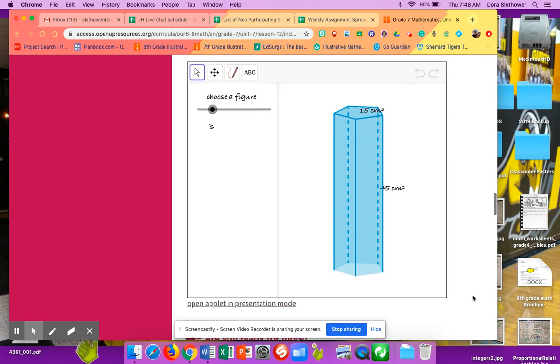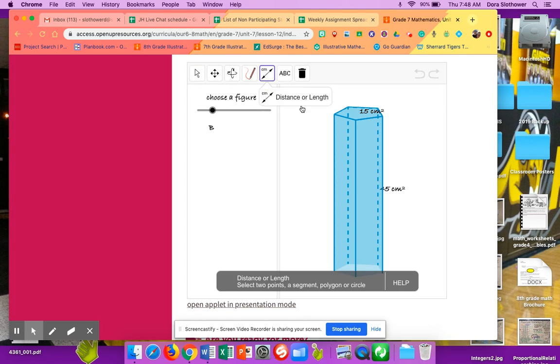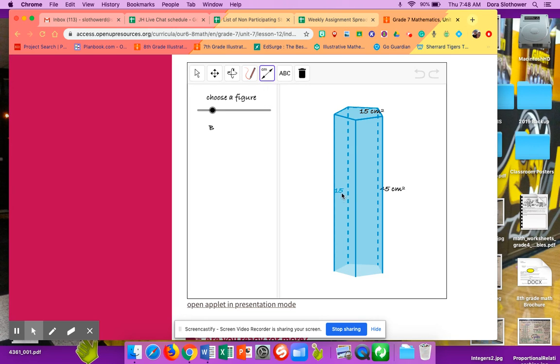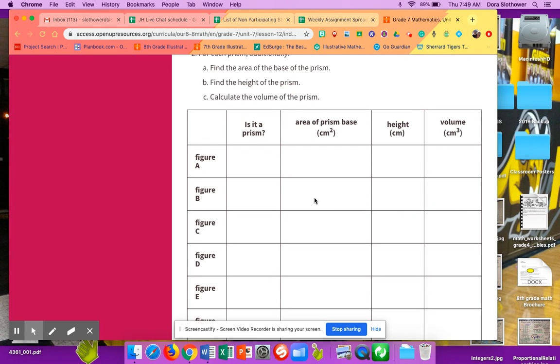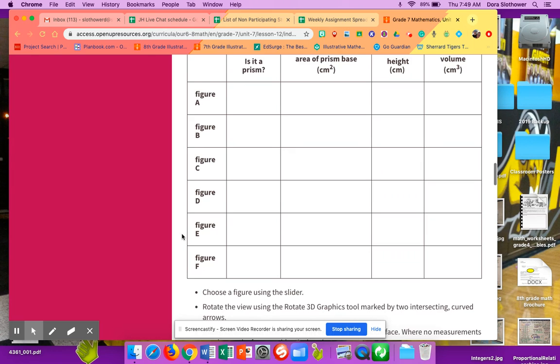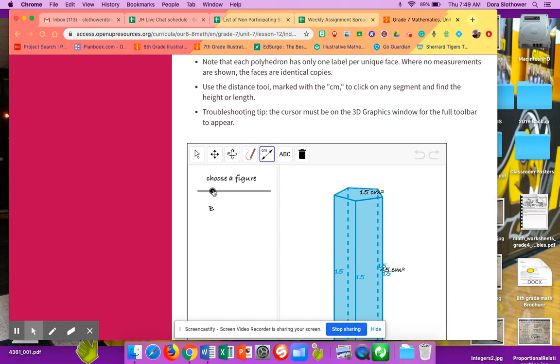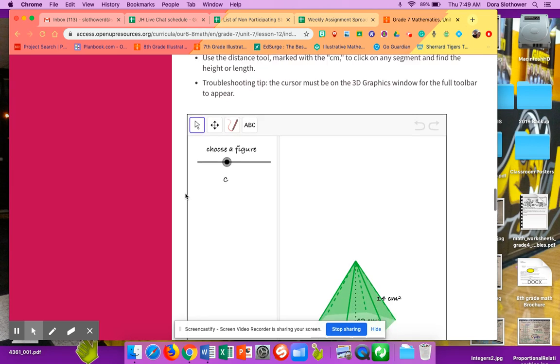And then the height, so now we've got to go back through and find the height, which again is 15. Okay, so your base was 15, your height is 15, and your volume then, 15 times 15 is 225. All right, figure C. So let's go on to figure C.